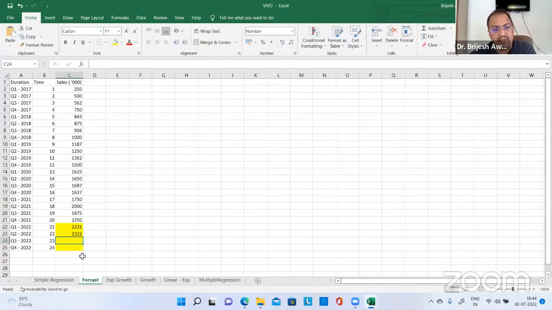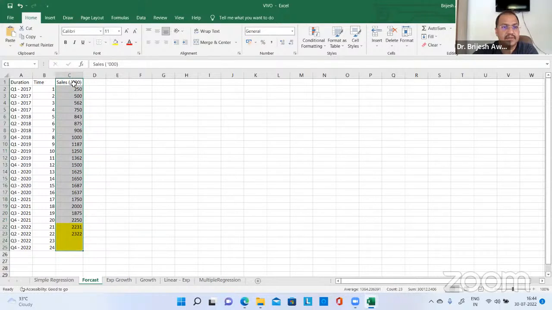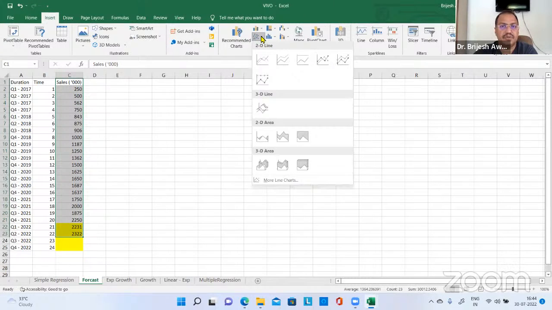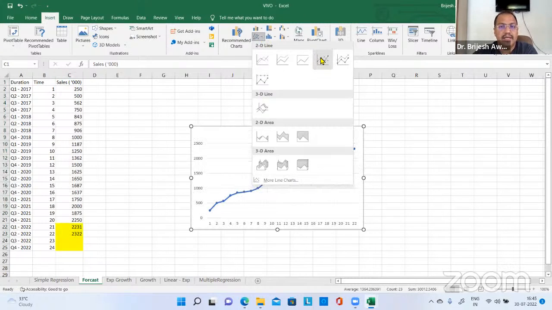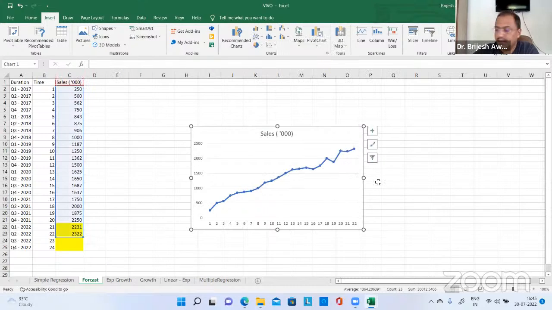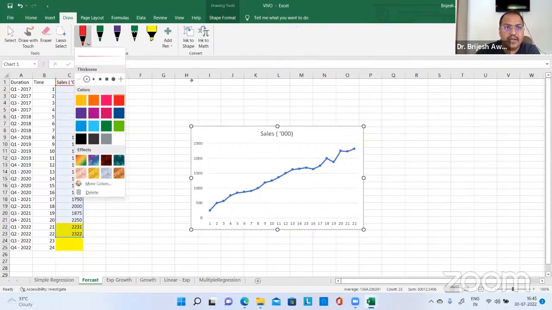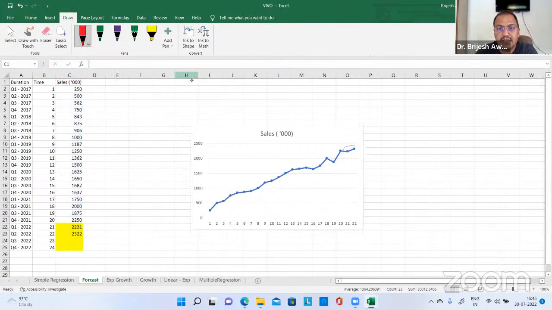Now I want to check whether it is right or wrong, right? What I'll do, I'm just going to select the data, then go to Insert, and I will choose the line with markers chart. Now you will see in this case these 2 points, this is my quarter 1 and quarter 2 of 2022.